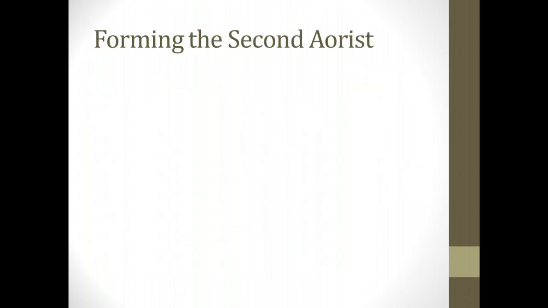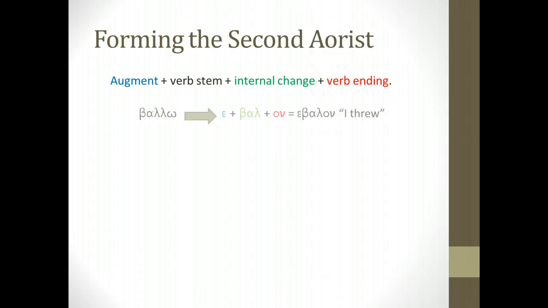So for forming the second aorist, we have our augment, we have our verb stem, which then goes through an internal change, and our verb ending. And so take a look on the screen there. We have ballō, which when we put it into the second aorist, we have our epsilon. Notice that we have an internal change. Ballō, which is normally spelled with 2 lambdas, now is only spelled with 1 lambda. And then we have our second aorist ending, which is in this case our omicron nu. And so ballō in the second aorist becomes eballon, which means I threw.